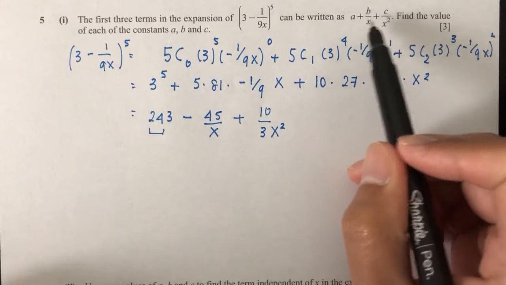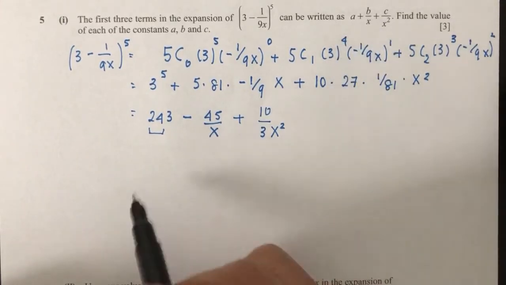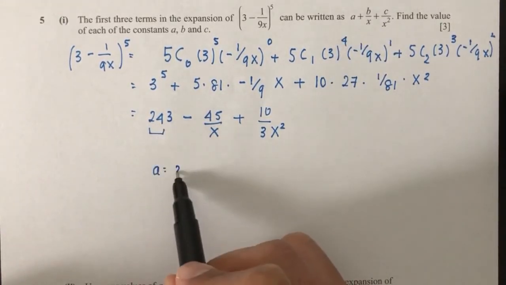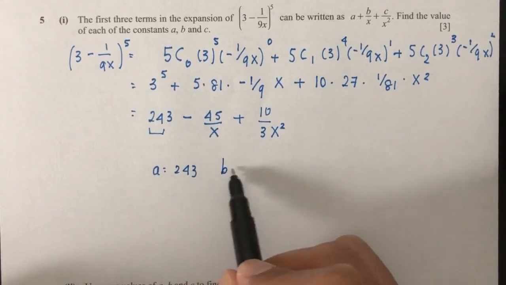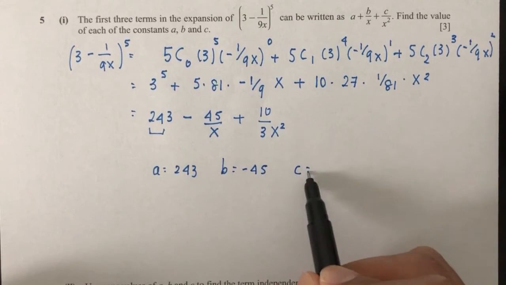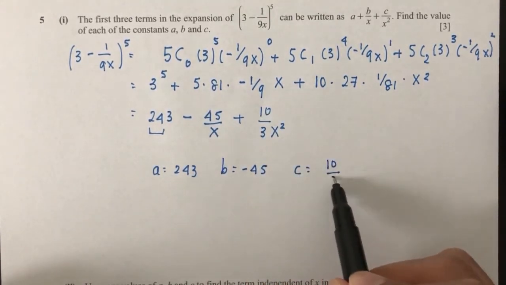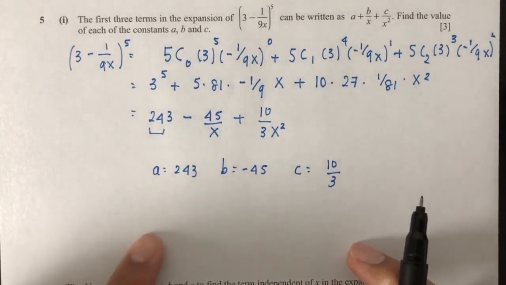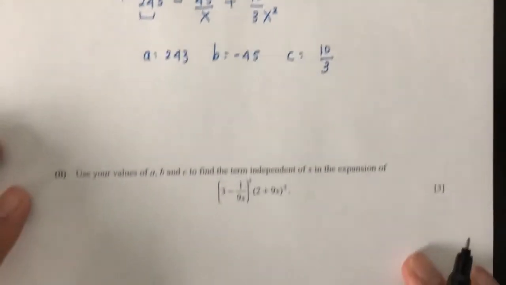Now if we compare to this, what is the value of a? A is given by 243. What is the value of b? Given by minus 45. And the value of c will be 10 over 3. These are the 3 values that we need for part 1.